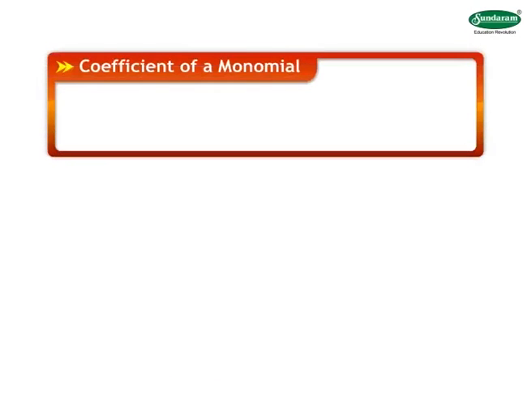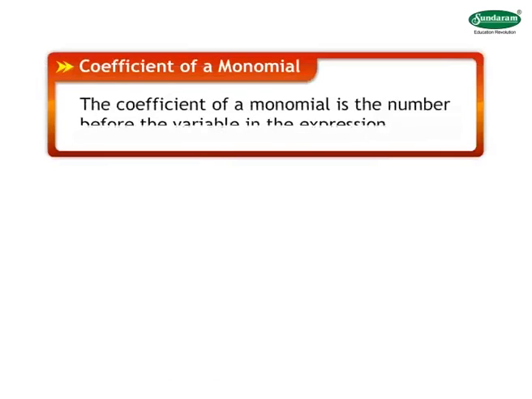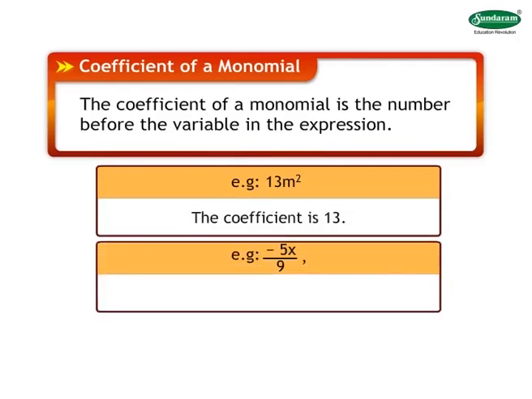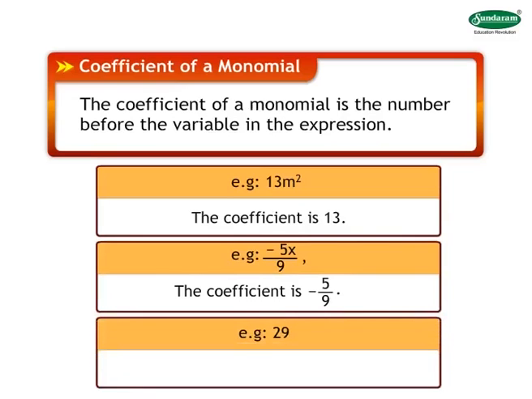We shall now proceed to learn the meaning of the coefficient of a monomial. The coefficient of a monomial is the number before the variable in the expression. For example, 13m squared. In 13m squared, the coefficient is 13. For example, minus 5x upon 9. In minus 5x upon 9, the coefficient is minus 5 upon 9. For example, 29. In 29, the coefficient is 29 itself.